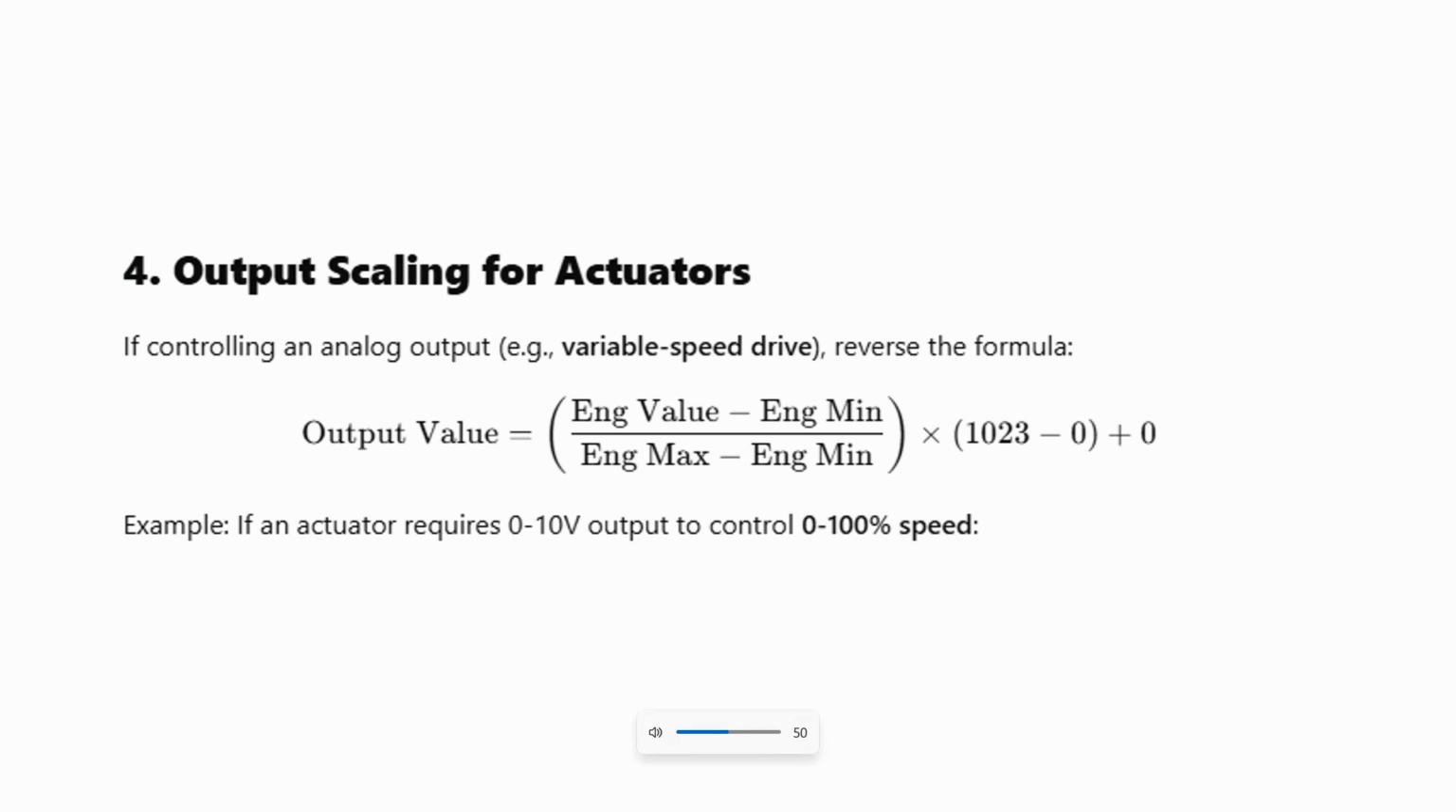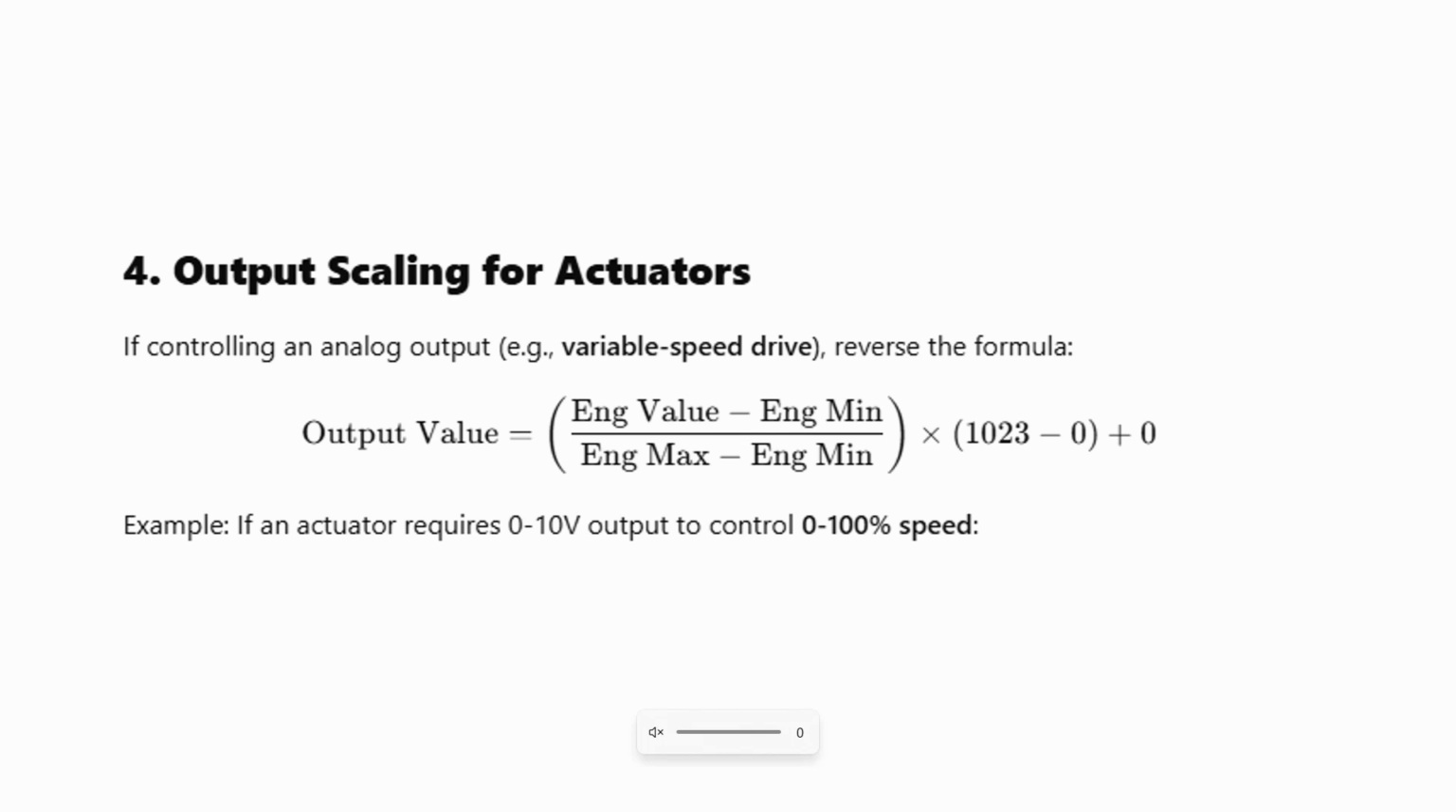All right, I wanted to go back and review this output scaling for actuators example that I have here, and I wanted to actually work it out in the PLC. I think it'll make a lot more sense if I do that. Basically, the formula here is the output value. This will be the raw output value: the engineering value minus the engineering min, all divided by the engineering max minus the engineering min, times 1023 minus 0, plus 0, which ends up being just multiplying by 1023 on the right.